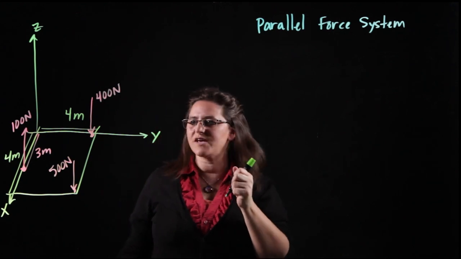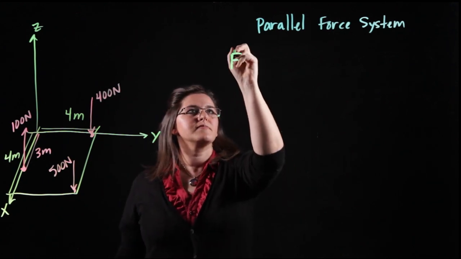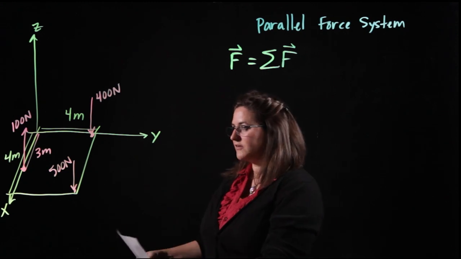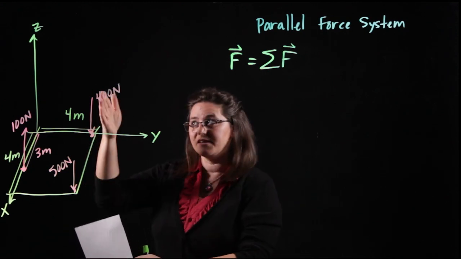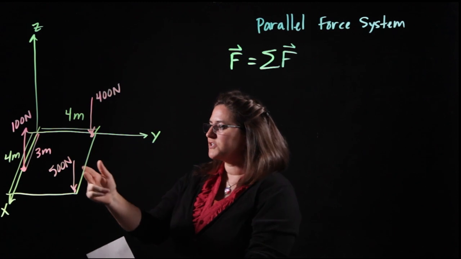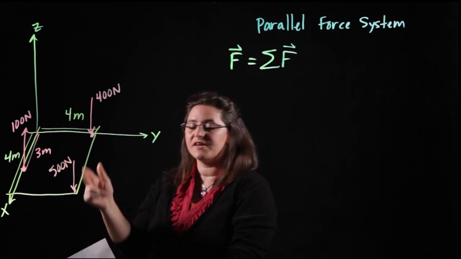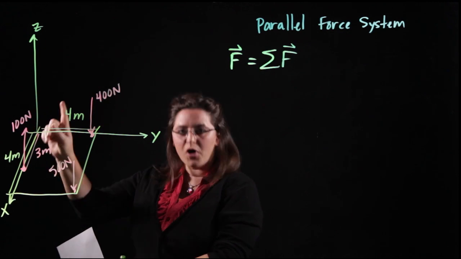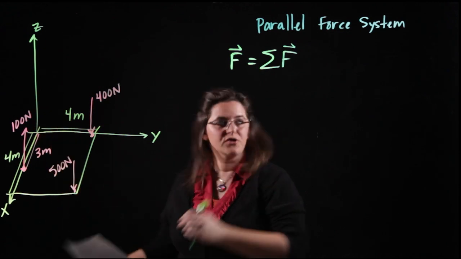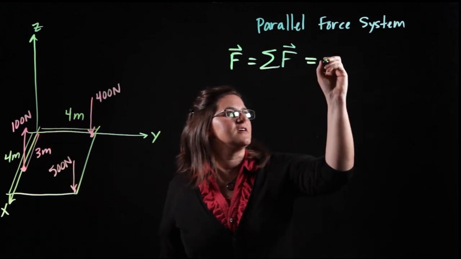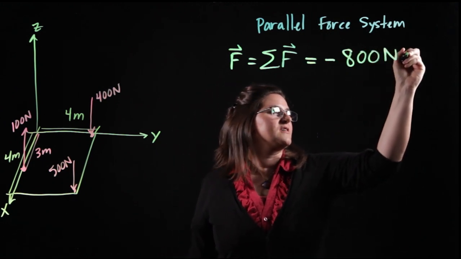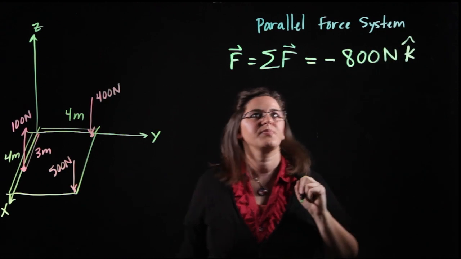All right, let's find the sum of the forces. Now, if you add 400 newtons in the negative k hat direction to 500 newtons in the negative k hat direction to 100 newtons in the positive k hat direction, what you're going to get is negative 800 newtons in the k hat direction.